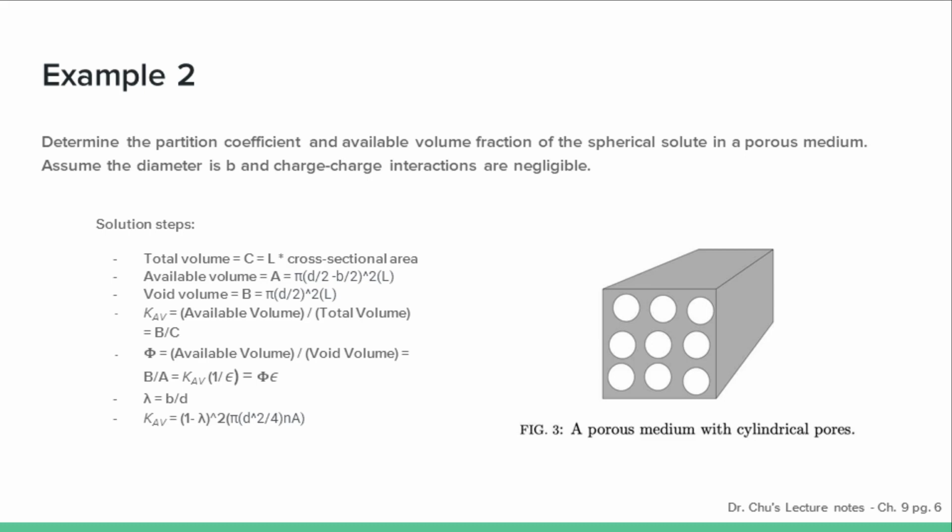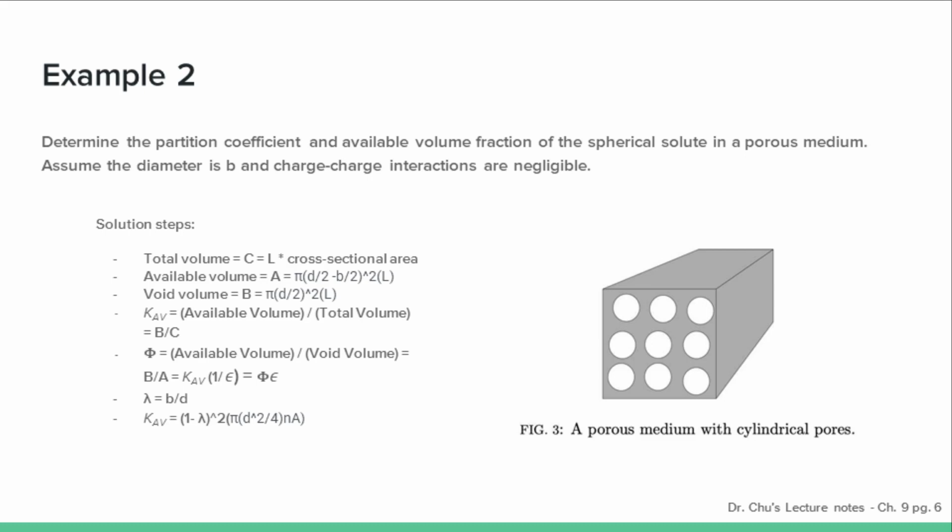Once again, this is for cylindrical pores. Any of these equations could be different with a different shape. And then the void volume is pi times d over 2 squared times L, and we're going to equal that to B to make things a little bit easier to manipulate. So we know that the available volume fraction, KAV, is equal to the available volume over the total volume, and using the letters that we've used so far, that will just be B over C. And then we know that the partition coefficient is the available volume over the void volume, which we are going to call B over A to make things a little easier.